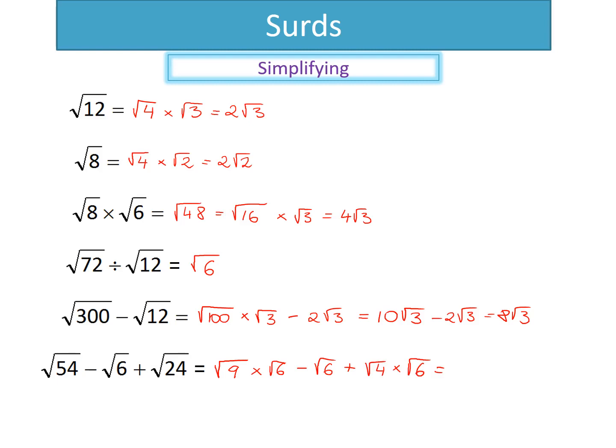Okay, now as you can see, I've got square root of 6 appearing a few times, so I'll be able to simplify later on as well. So I've got square root of 9, which is 3, so that's 3 root 6, take away root 6, and then I add, and I've got square root of 4, which is 2, so that is 2 root 6. Okay, and then when I calculate this, that gives me 4 root 6.